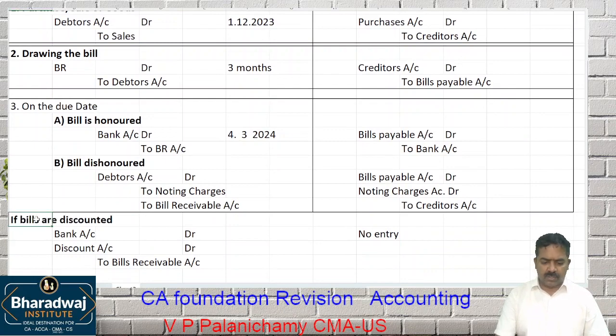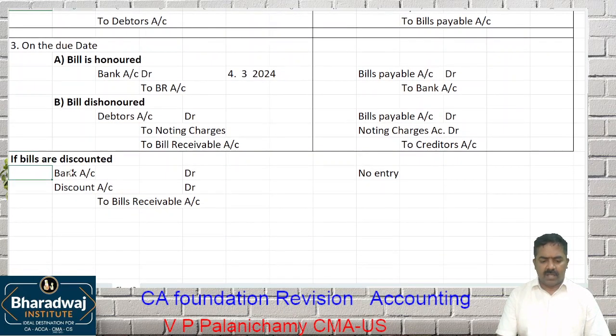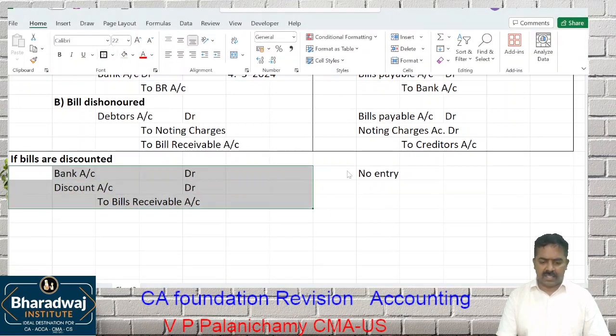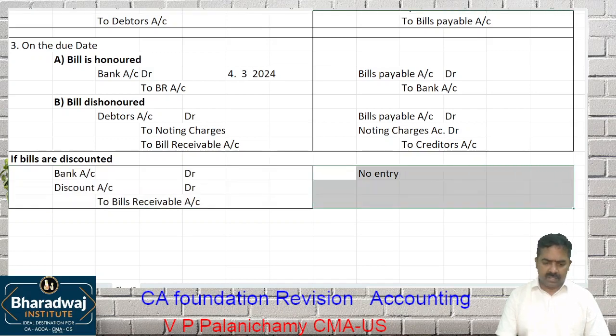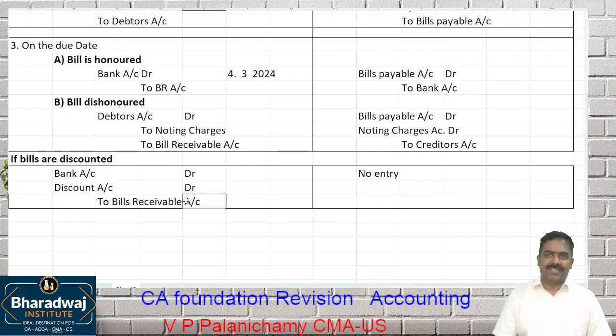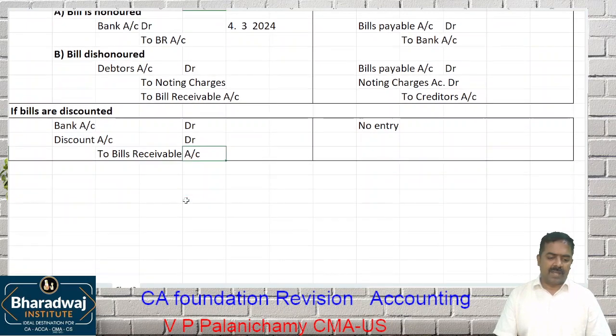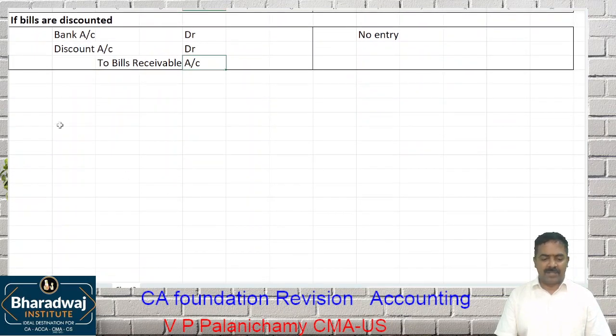So if bills are discounted, what is the entry? Bank account debtor, discount account debtor, to which account? Bills receivable account. Second party book, no entry. Why? It's a transaction happening in the books of which one? Drawer. Otherwise, only receivables can be discounted. Assets can be discounted. But payables cannot be discounted.